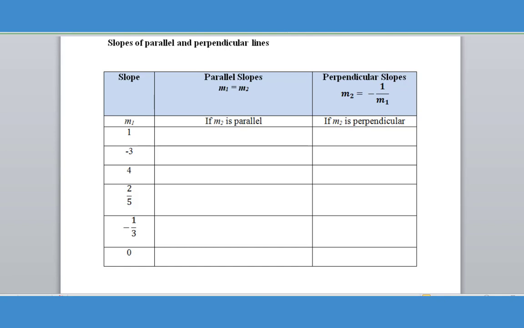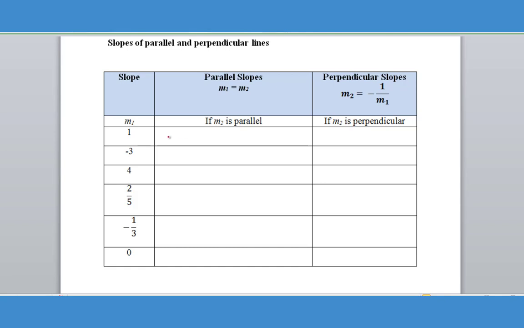And so what we'll do is we'll quickly fill this table out. So for the first column, we're given the slope of the original line. And so what this table is saying is, in the second column, if we're given a parallel slope, we want you to figure out what the slope is of a parallel line to the original slope. So go ahead and fill out the middle column.